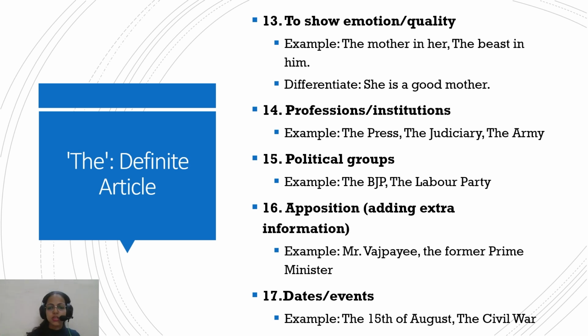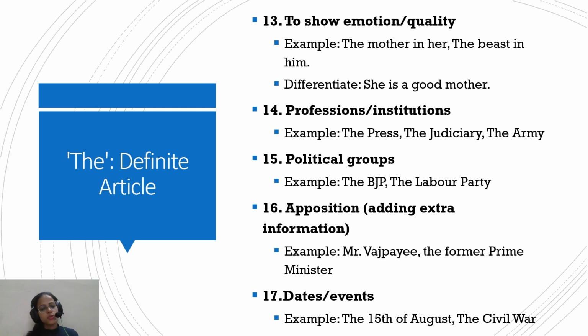Professions and institutions: the press, the judiciary, the army. Whenever we talk about these, we say "the", because, again, they hold respectable positions. So it's better to follow these professions and institutions with "the". Political parties also: we always hear the BJP, the Congress, the Labour Party. All these are followed by the article "the".